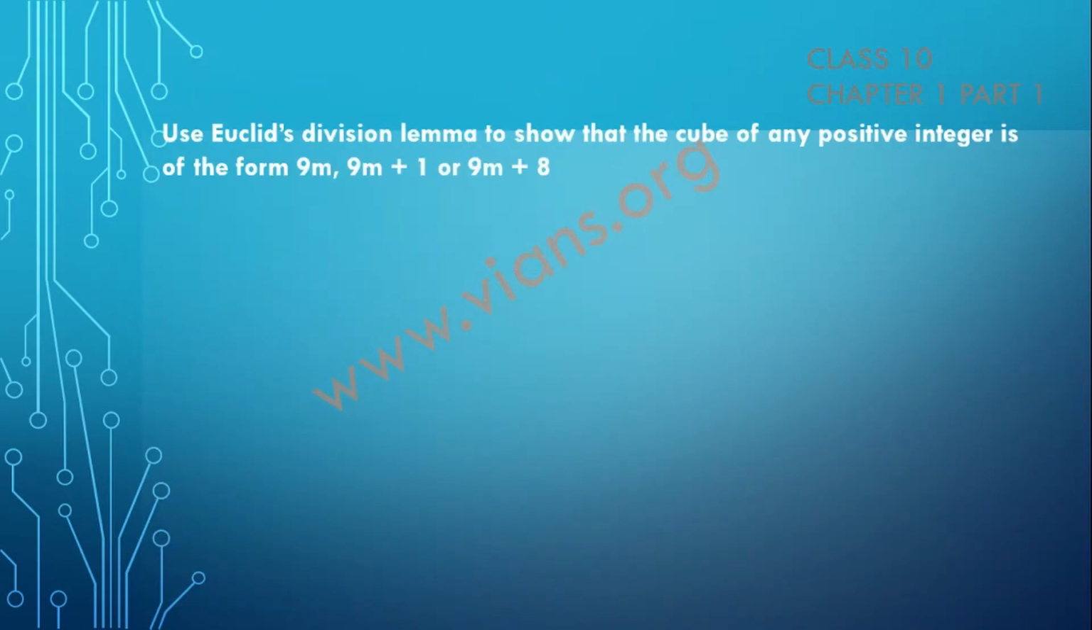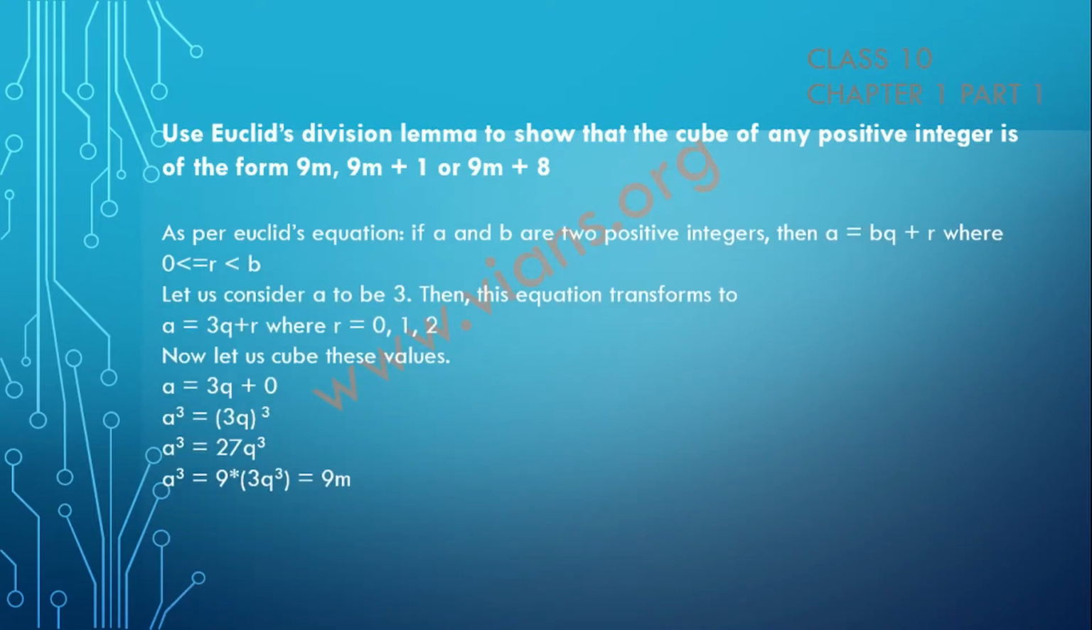Let's go to the next problem. The next problem is use of Euclid's lemma to prove something. Use Euclid's division lemma to show that the cube of any positive integer is of the form 9m, 9m plus 1 or 9m plus 8. How do we go about that? As per Euclid's lemma, a number can be written in the form a is equal to bq plus r, where 0 is less than or equal to r, which is less than b.